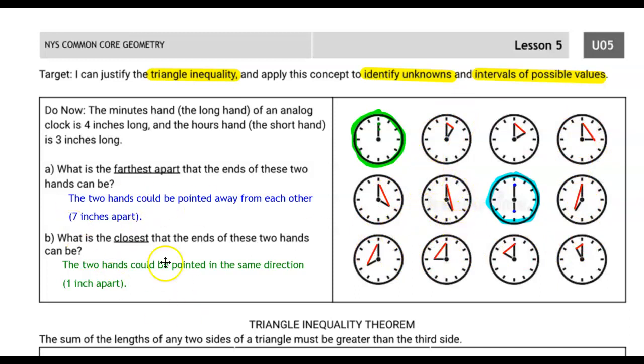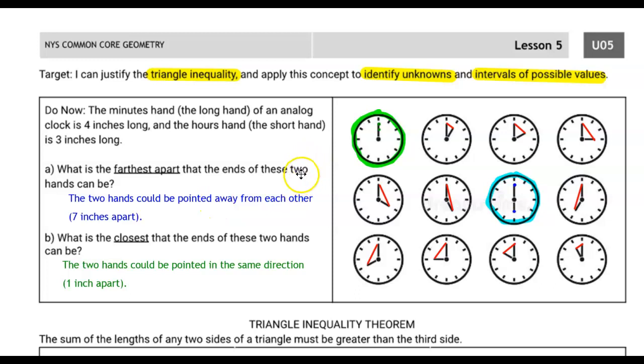But notice that based on what we identified before, if we're going to try to make a triangle out of this thing, the smallest or the lower limit is going to be 1 inch. And the upper limit is going to be 7 inches. In other words, if I want to make a triangle, I'm going to have to connect these two hands using a line that is smaller than 7 inches long and larger than 1 inch long. Otherwise, it's just going to be a straight line, not a triangle.